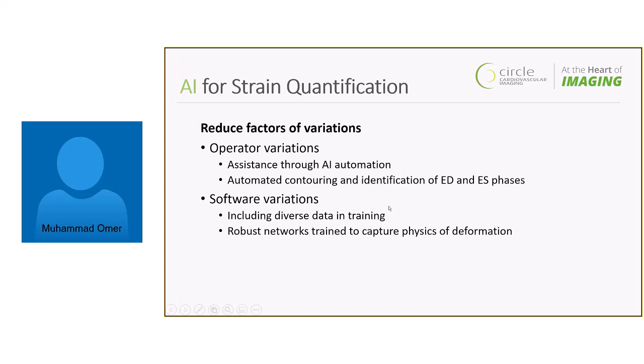For the software variations, we can also limit the factors of variation by using diverse data and training coming from different modalities to capture mainly the physics of the deformation and avoid learning the specifics of the modalities, for example, the intensities in different modalities. If these factors of variation can be improved, then we can expect to extract the actual deformation.